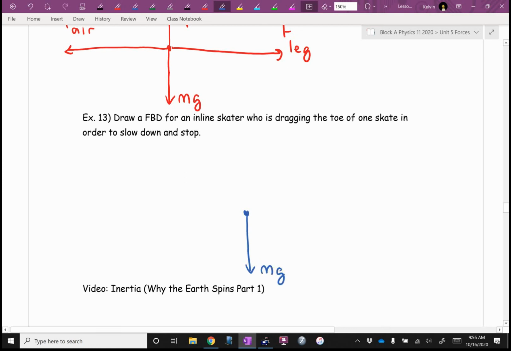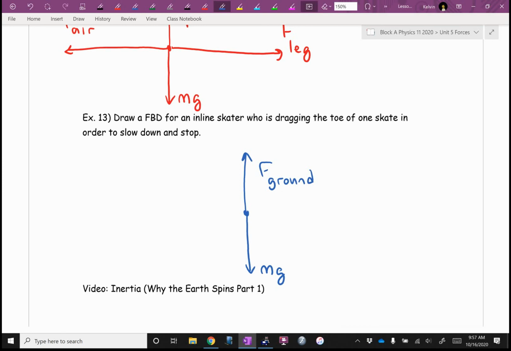Is the skater sinking into the ground like quicksand? Flying like Superman? So the ground is pushing up, same size as mg. Inline skater, I'm talking rollerblade. TM. So I think rollerblade is actually trademarked. What else?